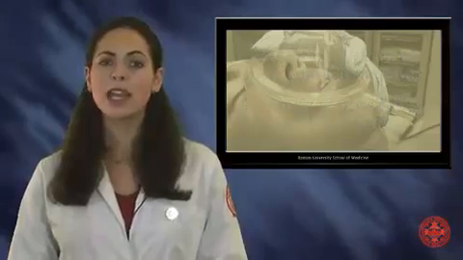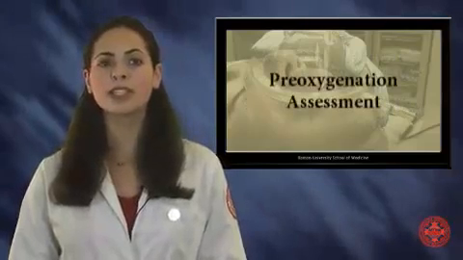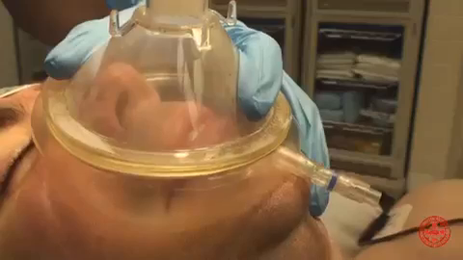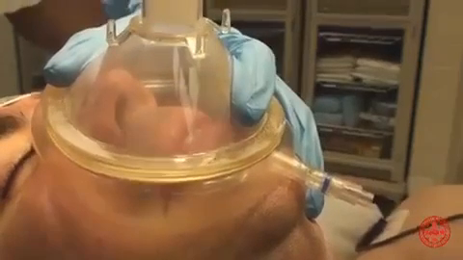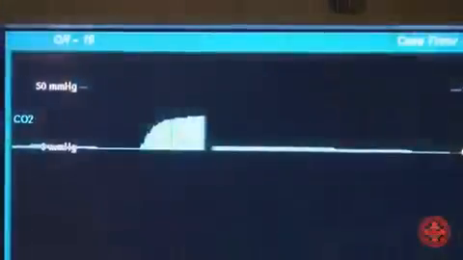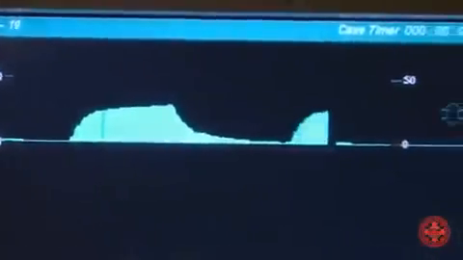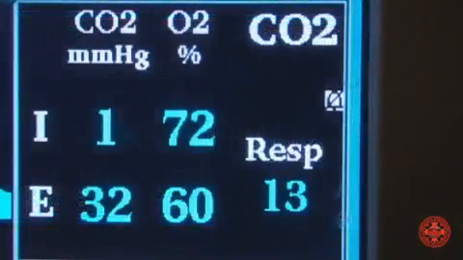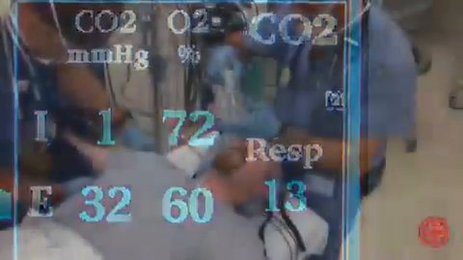While delivering oxygen to the patient with a face mask, it is important to assess if the patient is indeed being adequately pre-oxygenated. The signs of adequate pre-oxygenation include visualizing fog on the face mask, movement of the reservoir bag, the appearance of a capnograph tracing, increasing of the hemoglobin oxygen saturation as measured with the pulse oximeter, and the equilibration of the expired and the inspired oxygen concentrations.